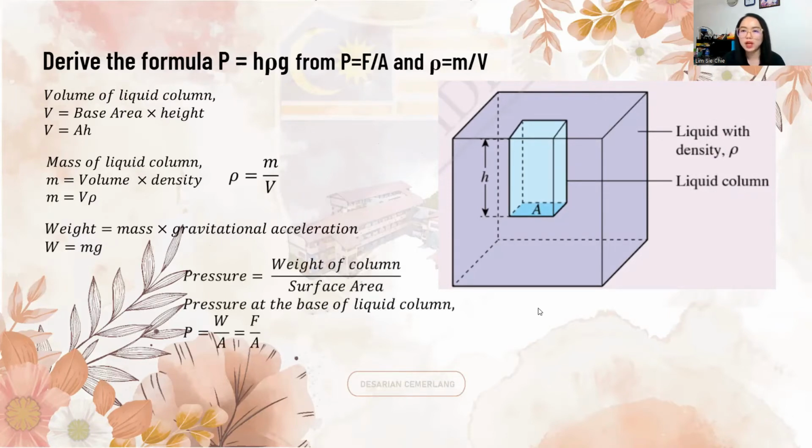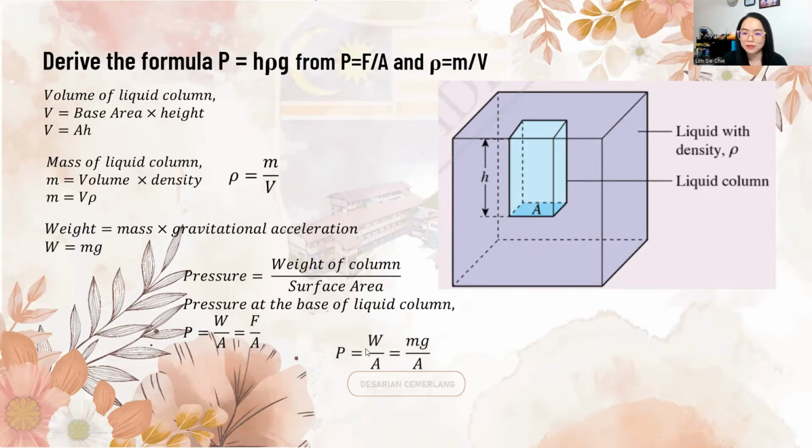Next, how do I find pressure? This is the definition I have: pressure is equal to force per unit area. This is what you learned when you were in Form 2. P = F/A. F is also equal to the weight. So I replace F with the weight of the column divided by the surface area. What is the surface area? The surface area here. So the pressure at the base of the liquid column, this part, is equal to W/A, which is also equal to F/A.